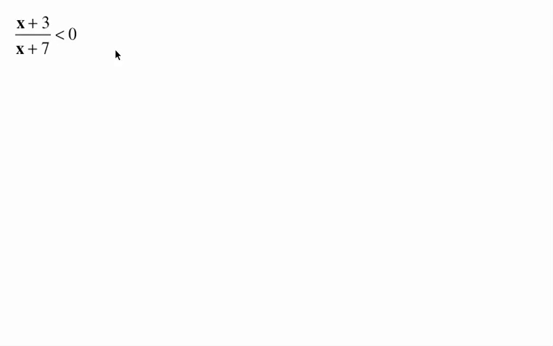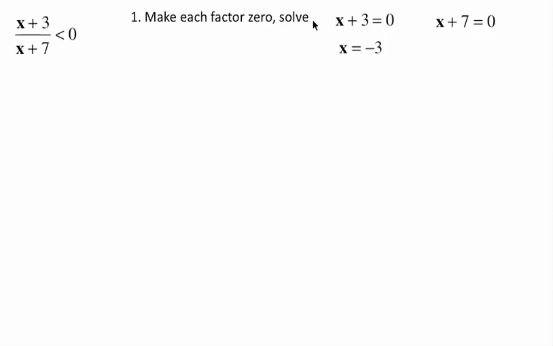So fortunately, there's another method that we're going to use to get around that, and this is it. The first step is you make each factor, the x plus 3 and the x plus 7, equal to 0 and you solve for x in each case. So x plus 3 is equal to 0 and x plus 7 is 0. If I subtract 3 from both sides, I get x is equal to negative 3. And with x plus 7, if I subtract 7 from both sides, I get x is equal to negative 7. So we have these two pivotal values.